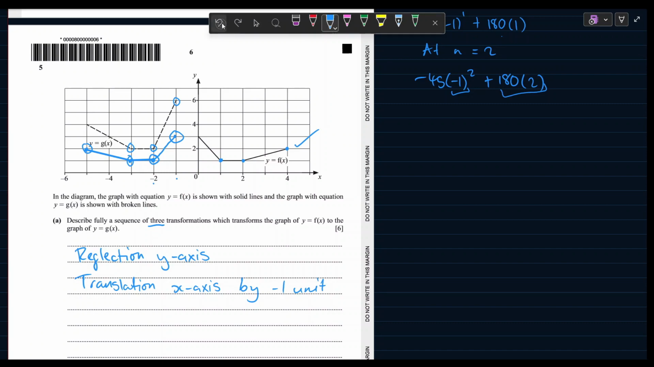So essentially what we have to do is to stretch in the y direction or y-axis with a scale factor of 2. So if we multiply, I'll do it in red now. If you multiply the y value here, which is a 3, by 2, you end up at 6. Multiply this 1 by 2, you end up at 2. Multiply 1 by 2, you end up at 2. Finally, multiply 2 by 2, you end up at 4. And you've got the broken line graph, which is y equals g of x. And those are your 3 transformations.